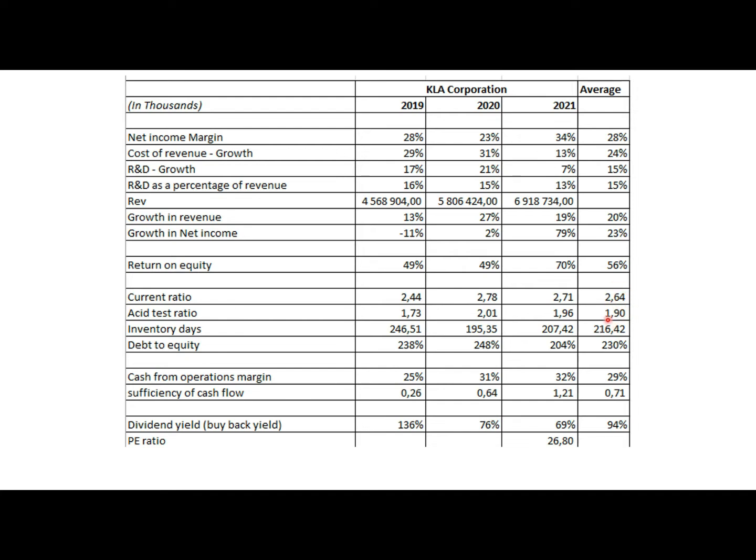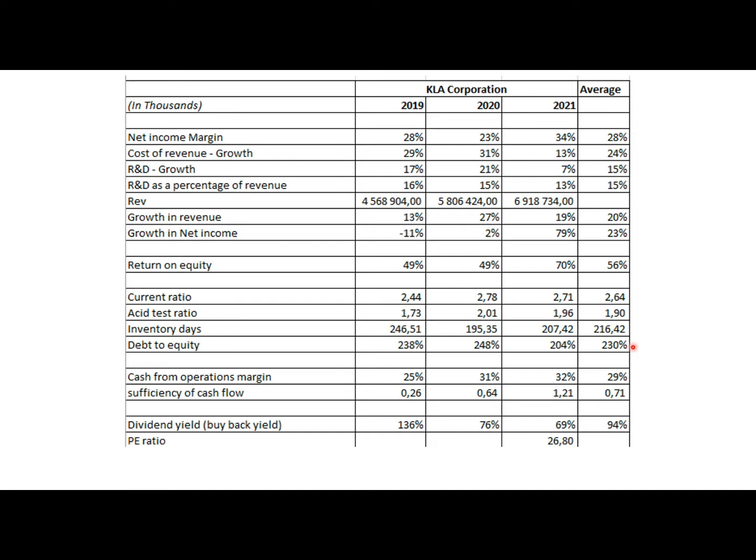Considering all the liquidity ratios that underperform the industry, again, it doesn't highlight a massive liquidity risk, but considering that they've underperformed, coupled with the debt to equity ratio that's way above the industry average, that all adds to the financial risk of the balance sheet. So the financial risk of KLA is quite high when compared to peers.